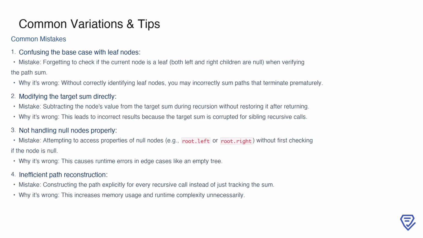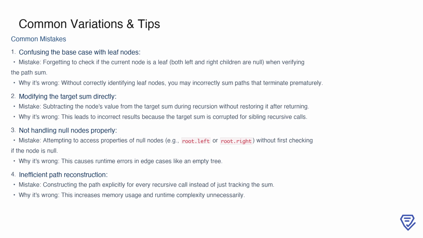Here are some common mistakes to watch out for while solving the path sum problem. First, a frequent error is confusing the base case with leaf nodes. It's essential to check whether the current node is a leaf, meaning both its left and right children are null, before verifying the path sum. If you skip this step, you might incorrectly sum paths that terminate too early.